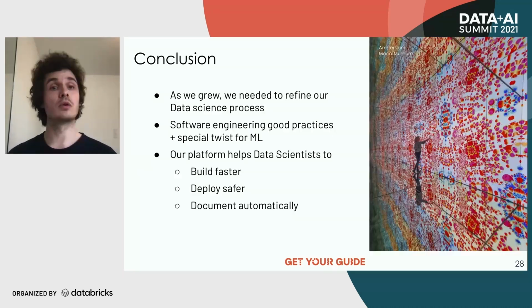And with that, we can go to our conclusion. As we grew our data science team and the impact, we needed to make our process more sophisticated. So this led us to our machine learning platform, where we incorporate good software engineering practices and add some twists for ML. This platform helped our data scientists to build models faster by focusing on the model and the data, not on the infrastructure and setting things up. It's allowed data scientists to deploy safer with automated tests and CI and CD. It's called continuous integration and continuous deployment. And finally, it's helped the data scientists to document their experiments automatically, so make sure that it is tracked and understand how they arrived where they are.